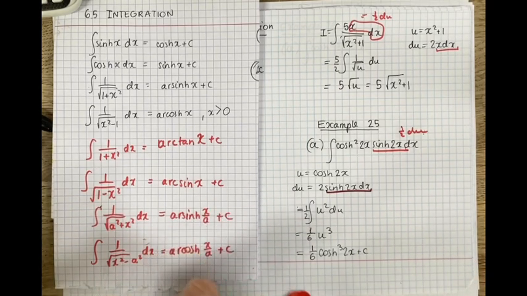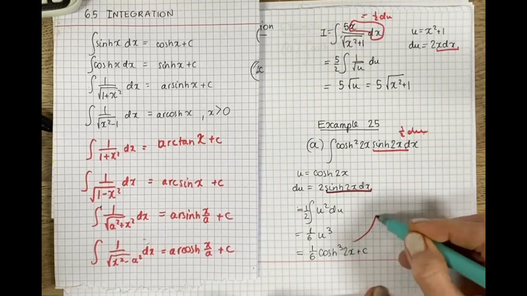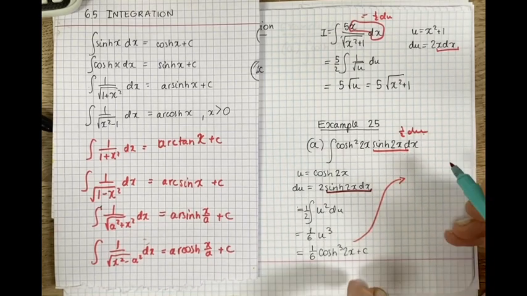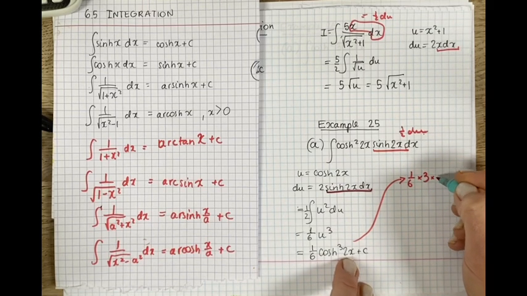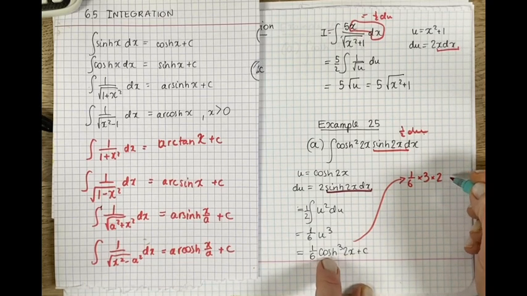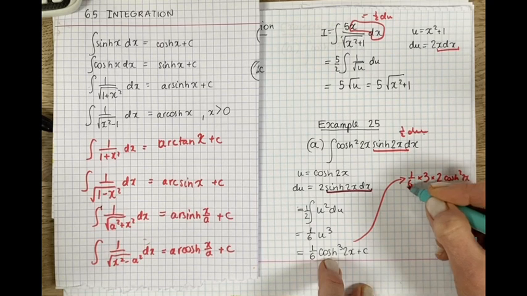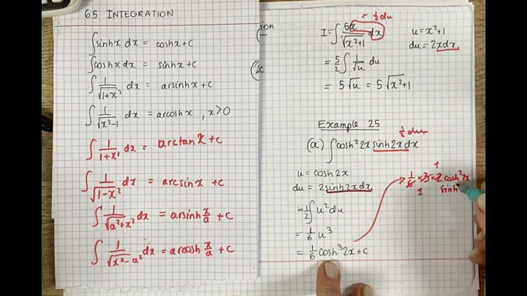It's always a good idea actually to check whether you are right. Let me just check. So over here, if I differentiate it, it will go to 1/6 times 3. Then you'll have times 2 from this, and that goes to cosh squared 2x, and then sinh 2x. So that nicely cancels. You've got 1 over 1 cosh squared 2x sinh. So checked.